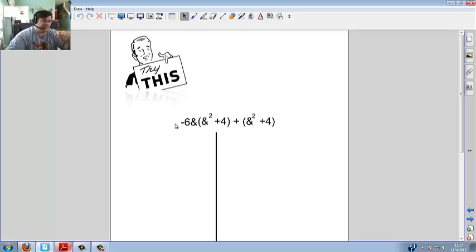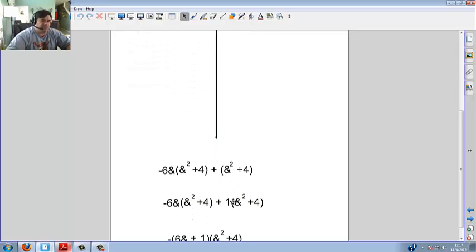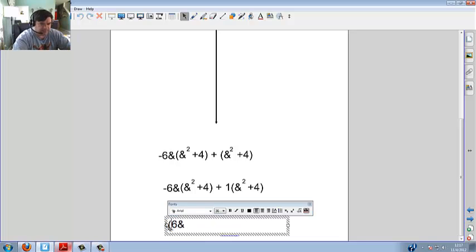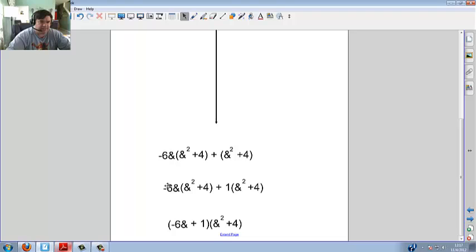Negative 6 and plus looks like 1. So I went ahead and did that. Negative 6 plus 1. And then I have n squared plus 4, because those are both times n squared plus 4. Now you might say, why is the negative on the outside? Well, let's see. Really, this should actually be like this, because I have negative 6 and then plus 1. And the negative should be on the inside, not the outside, so small error there. But this is your finished answer.